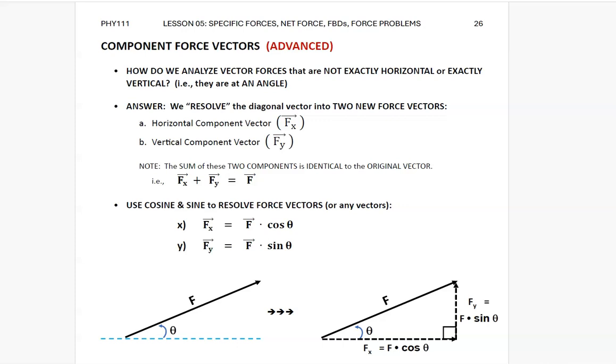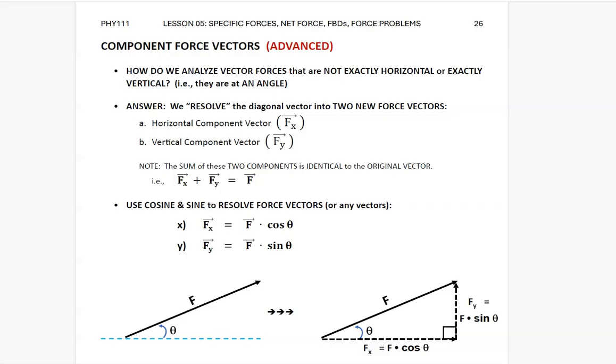But this is if you are interested in how to deal with forces that are not exactly horizontal and not exactly vertical. That is, they're somewhat at an angle, they're somewhat diagonal. How do you deal with them? And the answer is we resolve the diagonal vector into two new force vectors. Okay, what does that mean?